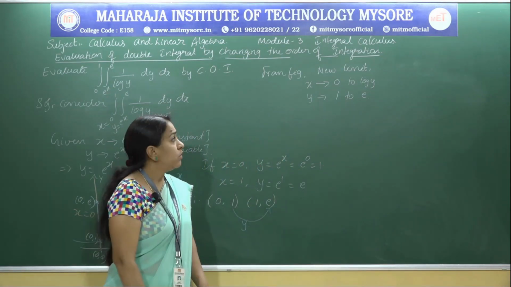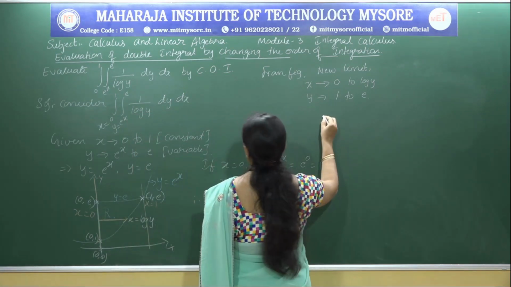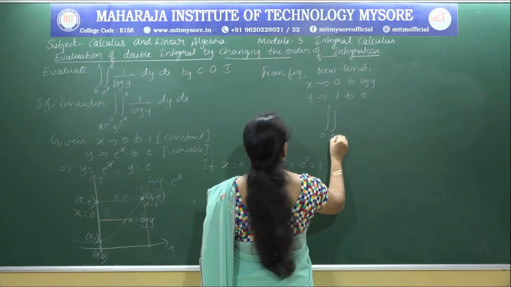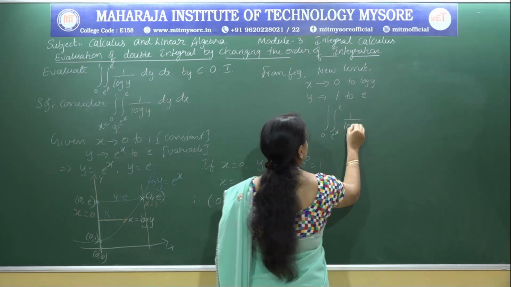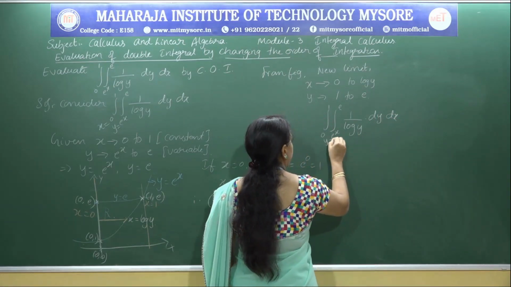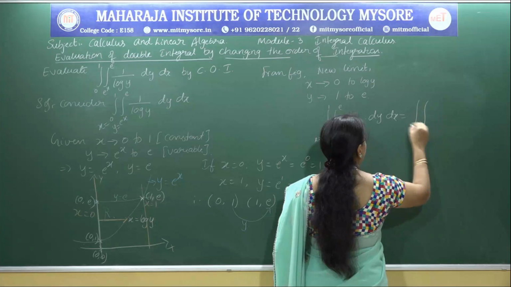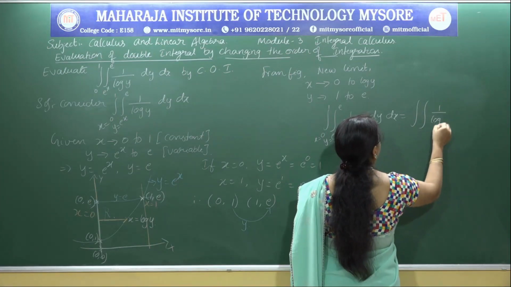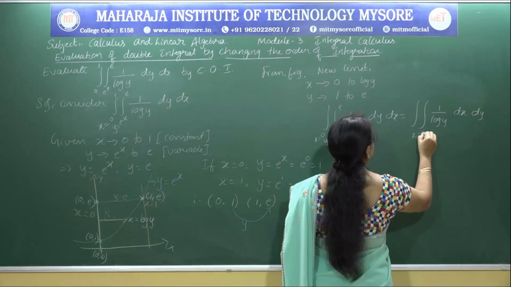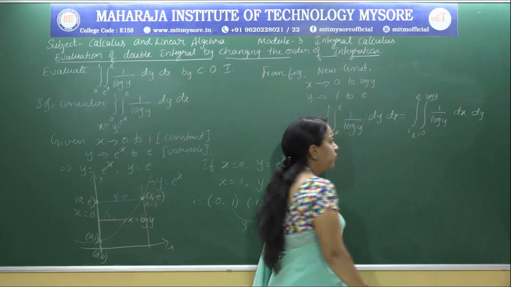X varies from 0 to log y and y varies from 1 to e. Therefore, consider the given double integral from 0 to 1 and e power x to e of 1 by log y dy dx, where y varies from e power x to e and x varies from 0 to 1. This will change to the double integral of 1 by log y dx dy, where x is a variable limit. X varies from 0 to log y and y varies from 1 to e.